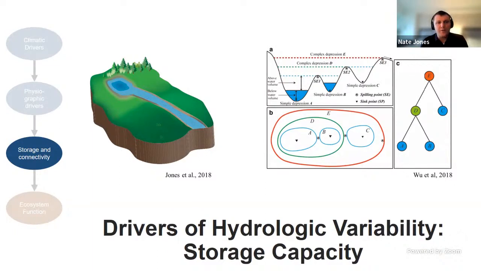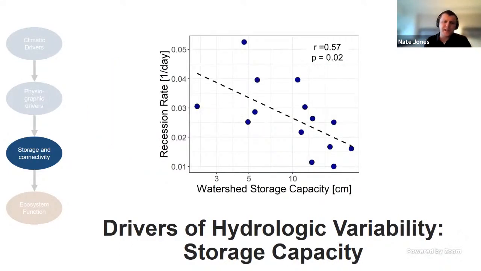And finally, we see that watershed storage, or the storage capacity of the wetlands, the amount of water it can hold, is another driver of variability. I don't have time to get into this, but we spent a lot of time trying to characterize this watershed storage. We modified Kuai-Sheng Wu's level set method, which accounts for the hierarchical nested nature of these wetlands and the fill spill merging patterns that they have. What we found is that it was a fairly weak relationship, but we did see a relationship between recession rate and the storage capacity of those wetlands.